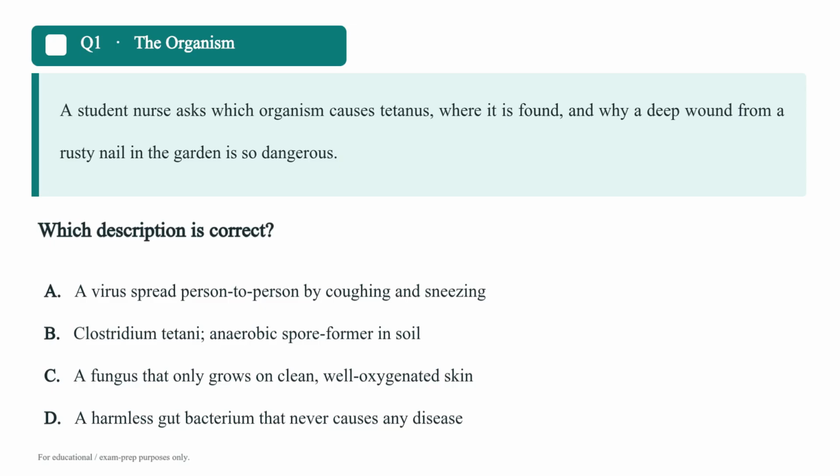Question 1. A student nurse asks which organism causes tetanus, where it is found, and why a deep wound from a rusty nail is so dangerous. Which description is correct? Option A. A virus spread person to person by coughing and sneezing. Option B. Clostridium tetani, an anaerobic spore former in soil and feces. Option C. A fungus that only grows on clean, well-oxygenated skin. Option D. A harmless gut bacterium that never causes any disease. Pause here and choose your answer.